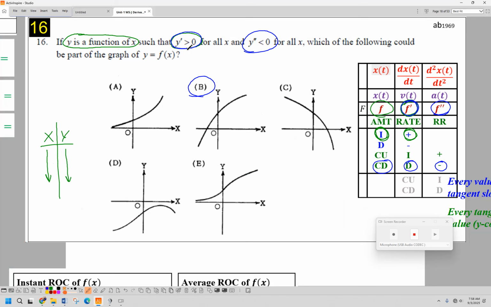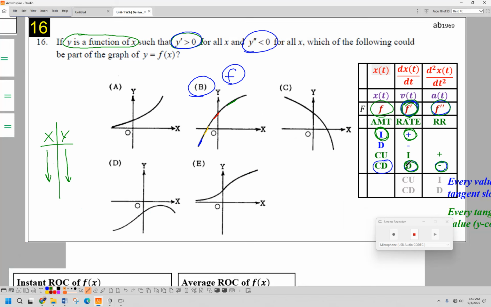So look, the first clue right here. Y prime is greater than 0. This is your graph of f. And they're saying f has to go up because every slope of f is positive. Every slope of f is positive, causing f to increase. So that matches. But then it also says that the second derivative of f is negative, which means the slopes of f have to be decreasing in value little by little. And they are.